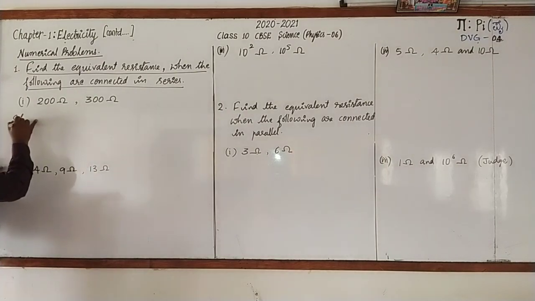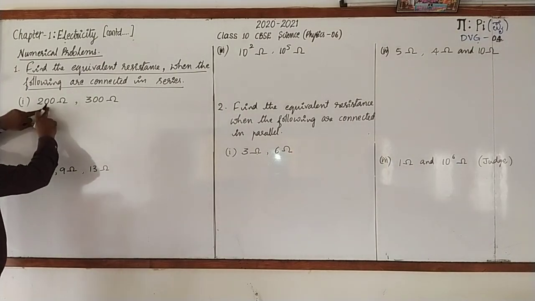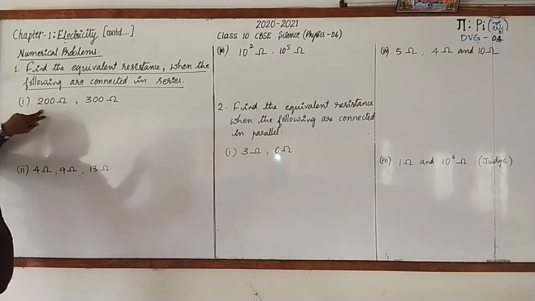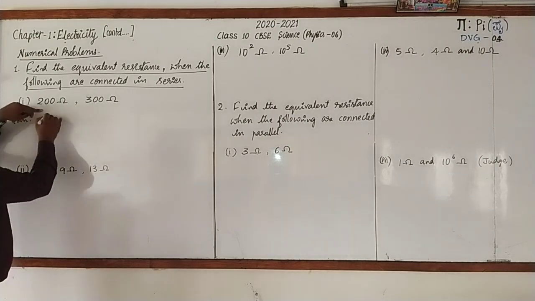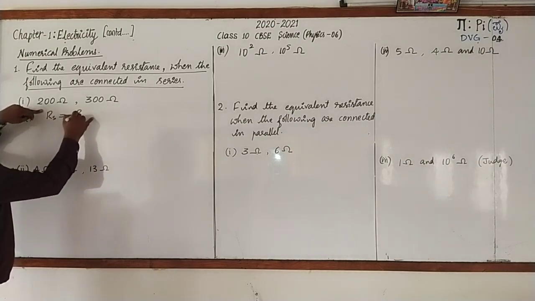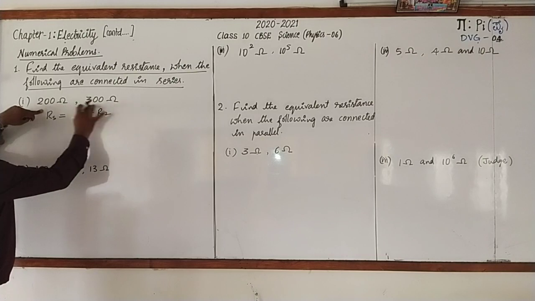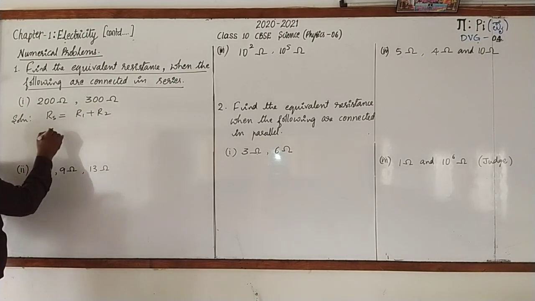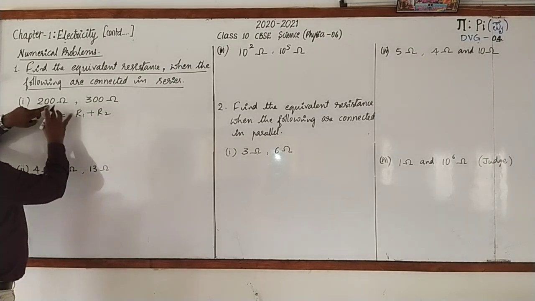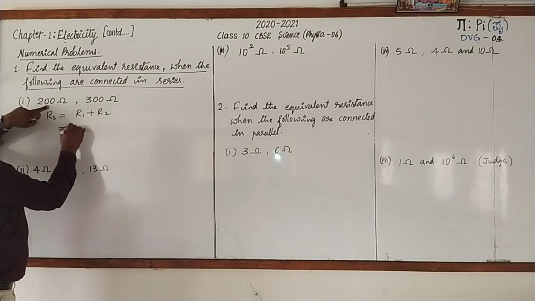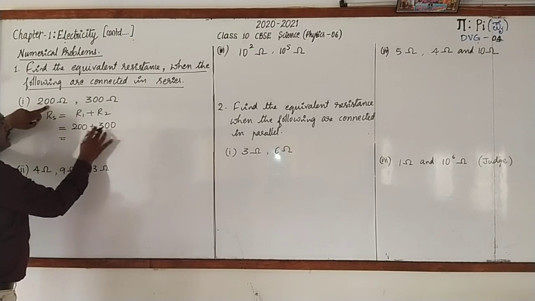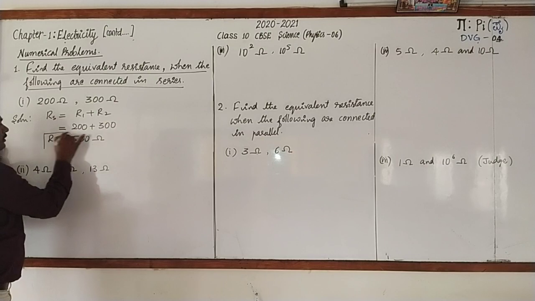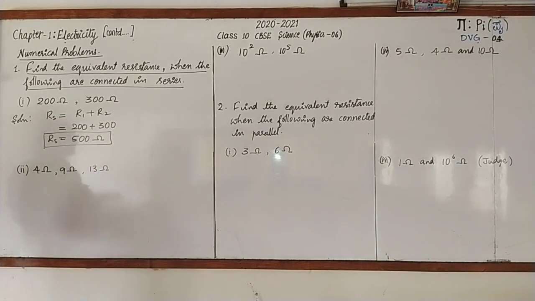I go for writing the solution for the first one. Here how many resistors are there? 2. How are they connected? In series. Then what is the formula? You know that Rs is equal to R1 plus R2, because two resistors are connected in series. What is R1? You may call 200 ohm as R1. Then R2 is 300. 200 plus 300 is 500 ohm. So simple. It is the effective resistance.